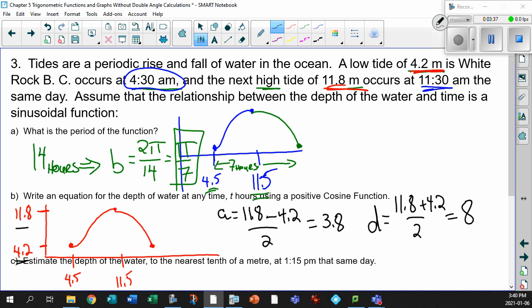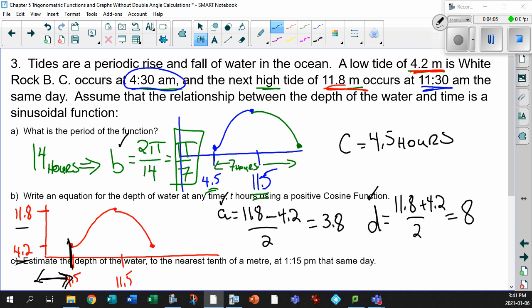Sweet. Now, I've got the B, I've got the A, I've got the D, I just got to find my C. Well, think about this. Didn't I shift this? Didn't I start this here and go 4.5 that way? Of course. So I shifted it 4.5 hours this way. So my C value is a shift of 4.5 hours to the right.